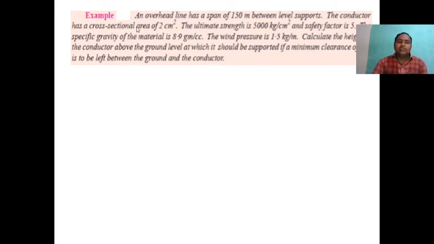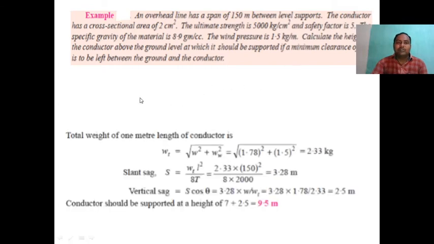Whenever you see a numerical problem, first write the given data one by one. What is the wind pressure? What is the specific gravity? What is the ultimate tensile strength? What is the length of span? What is the factor of safety? Write the given data one by one.